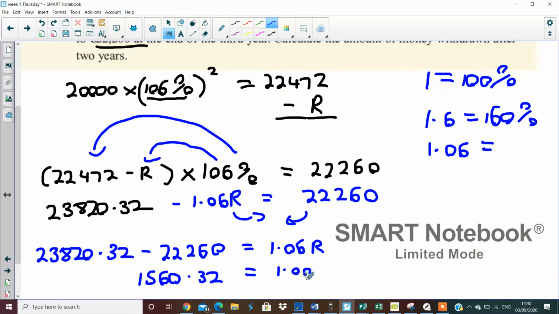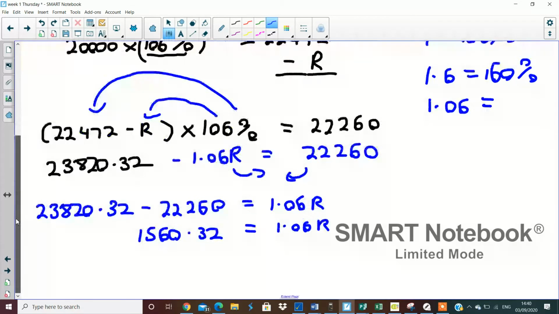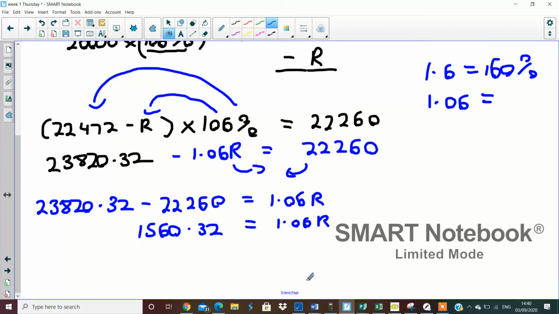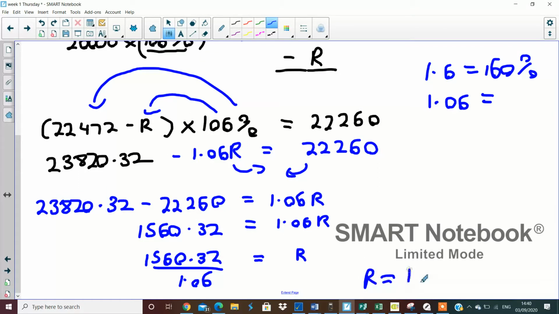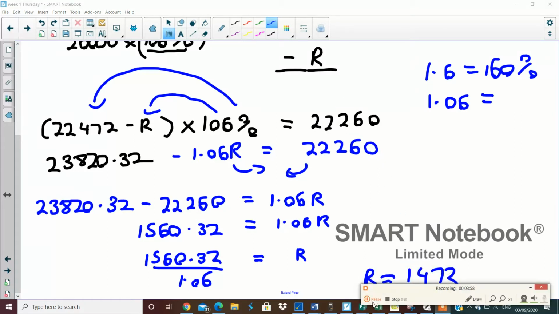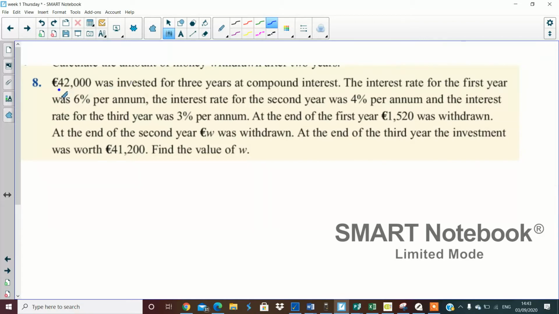What's the next step after that then? To get R on its own? R is being multiplied on the right, so when I bring that 1.06 over, division on the left. So just divide your answer by 1.06. And you get 1,472. You invested this much. Okay. Grand.